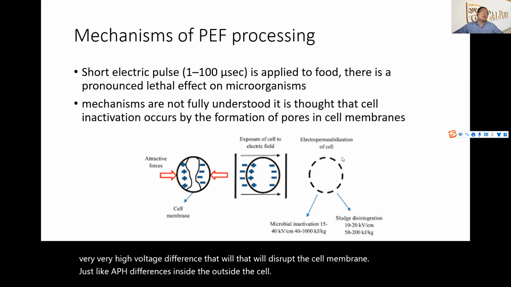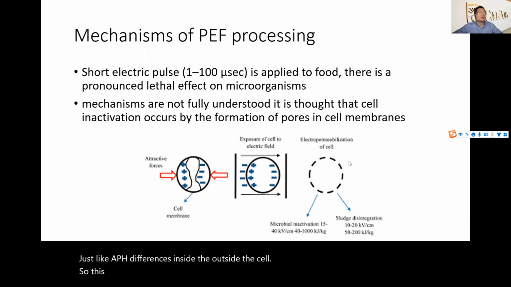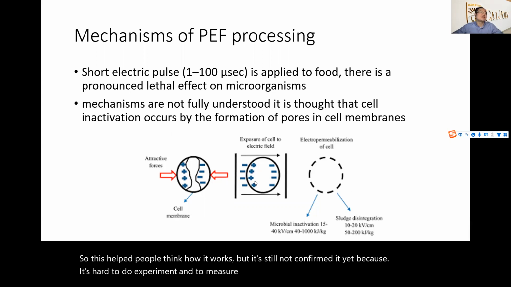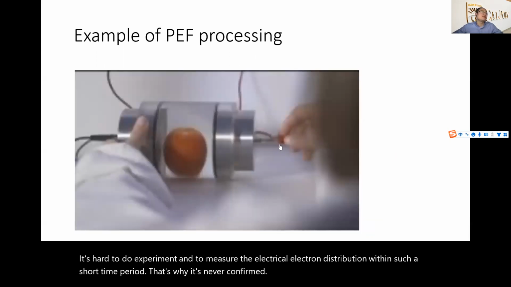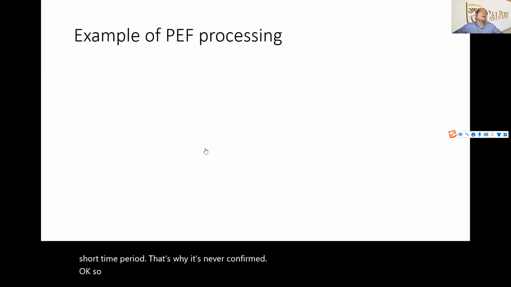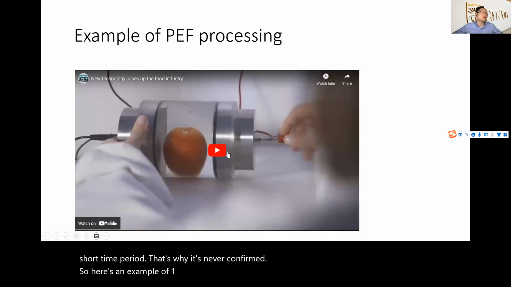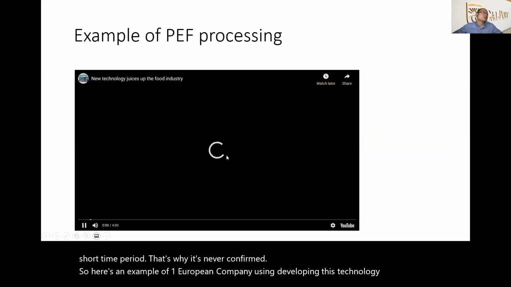So this is how people think it works, but it's still not confirmed yet because it's hard to do experiments and to measure the electron distribution within such a short time period. That's why it's never confirmed. Okay, so here I have an example of one European company developing this technology to process foods.